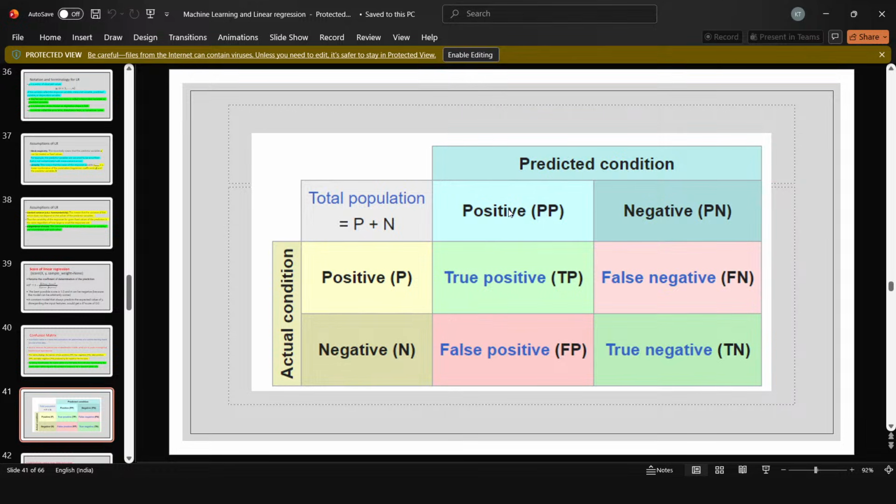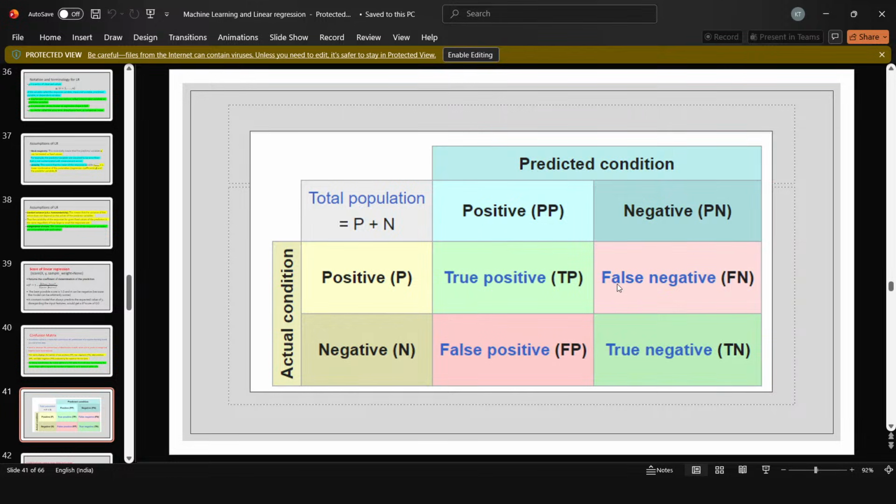So here, if what you have predicted is positive and the actual condition itself is positive, it means that you have predicted correctly. This is called true positive and it is in green color because you have predicted it correctly. On the other hand, if you predict it negative, but in actuality it is positive, it is called false negative, because you have falsely predicted it to be negative. You get it? It is actually positive, but you have predicted it to be negative. That's called false negative. Just remember this part.